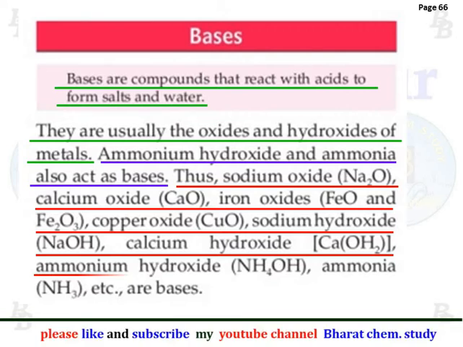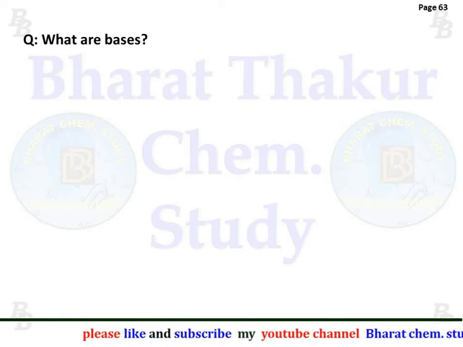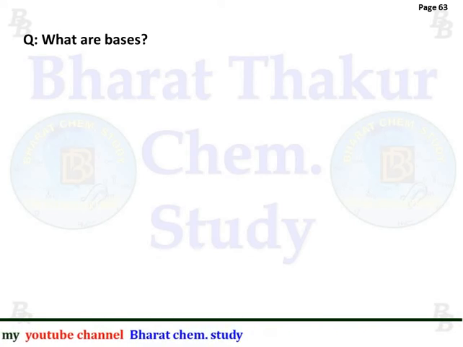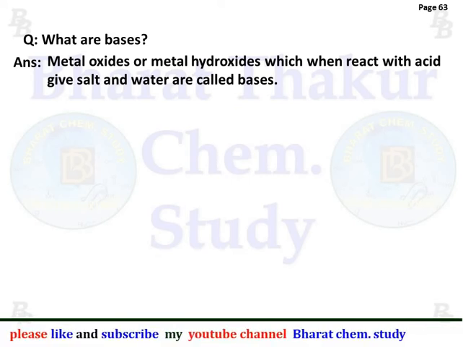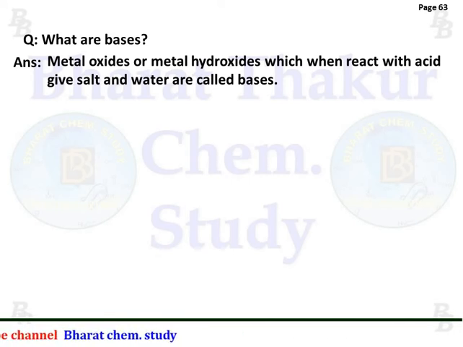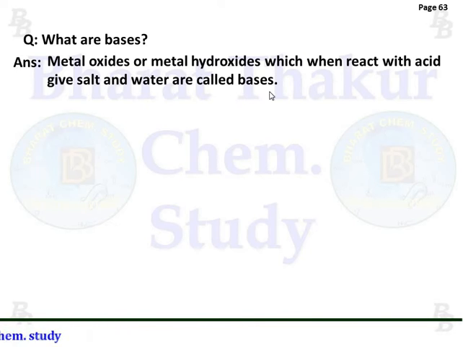So the first question that comes to our mind is, what are bases? The simplest, correct definition of bases is that they are metal oxides or metal hydroxides, where the metal is present with OH or hydroxide, and which, when they react with acids, give salt and water.